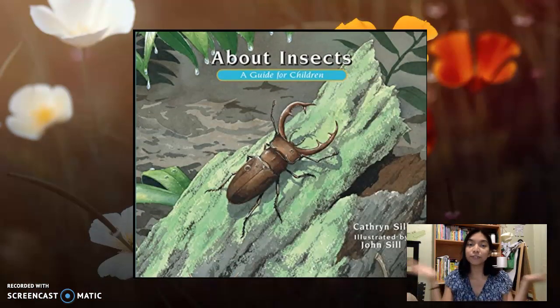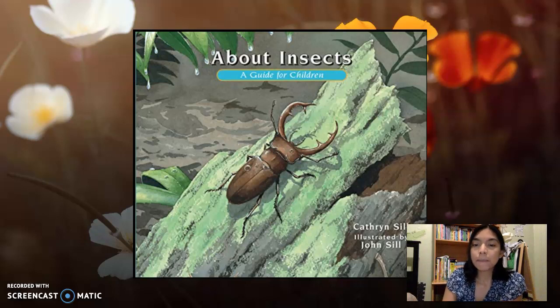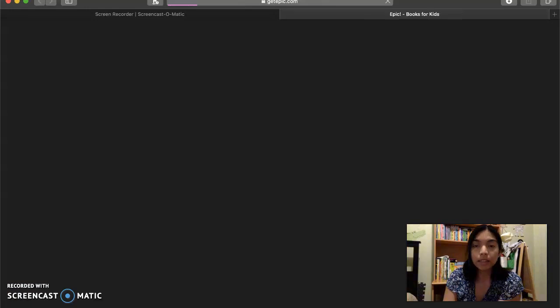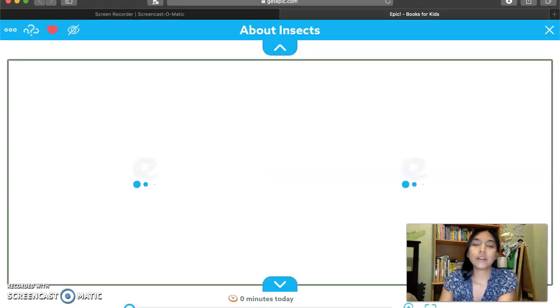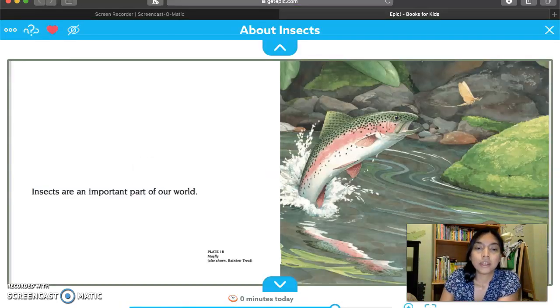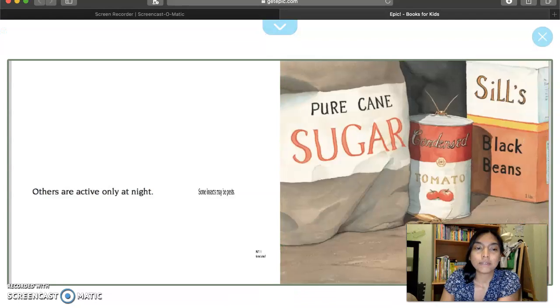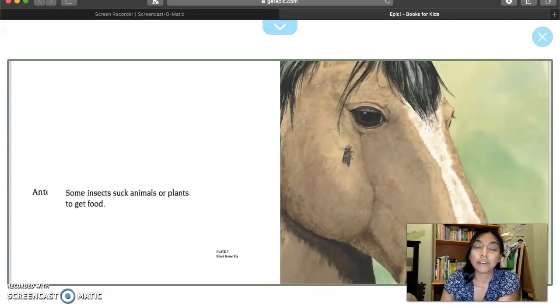Ooh, and now we're going to have a read aloud about insects. So this is About Insects, a Guide for Children by Catherine Sill and illustrated, illustrated is the one who does the drawings, the pictures in the book, by John Sill. Okay, so let's take a look at this one. Here we have our book. And let's see. I'm going to start from the beginning.